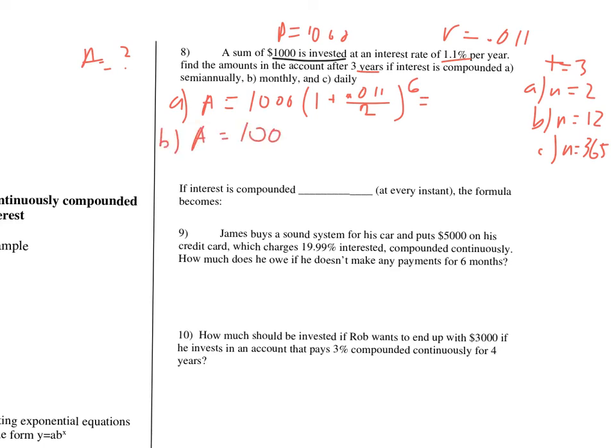So then the next one would be 1,000. Everything's going to be the same until we get to N, because now we're going to do it as, let's see, 12. And so 12 times 3 would be 36.